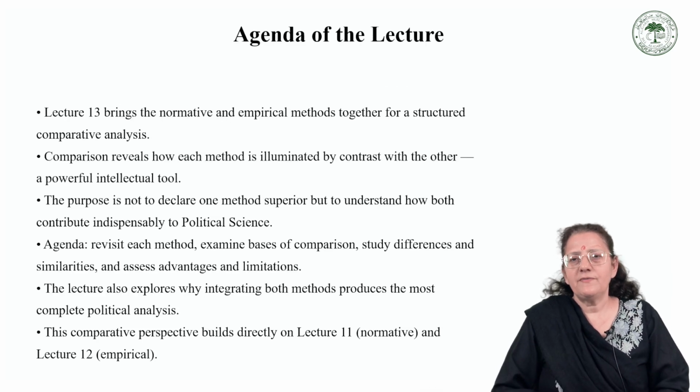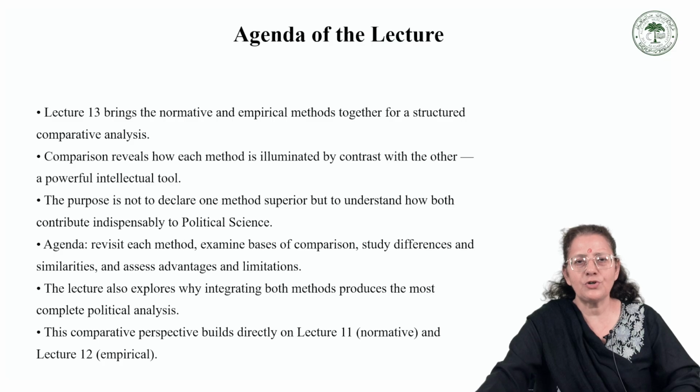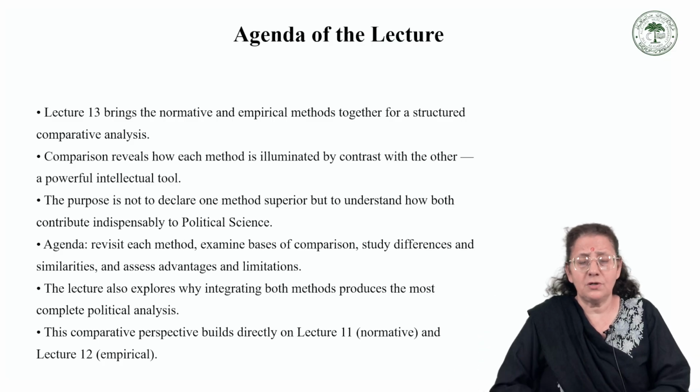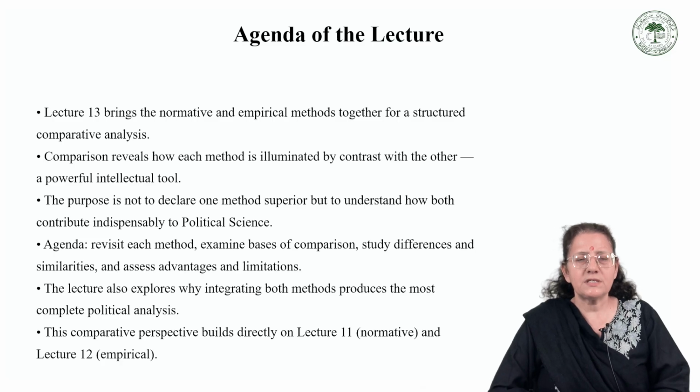In the previous lectures, we studied the two most fundamental or foundational methods of inquiry in political science. In lecture 11, we explored the normative method, a value-based approach that asks what political arrangements ought to be and evaluates them against moral ideals of justice, liberty, equality, and rights. In lecture 12, we studied the empirical method, the fact-based, scientific approach that asks what political arrangements actually are and builds knowledge through systematic observation, data collection, and hypothesis testing.